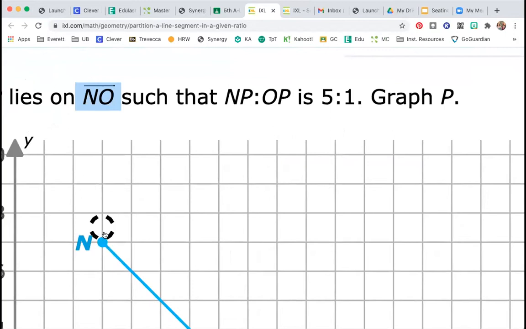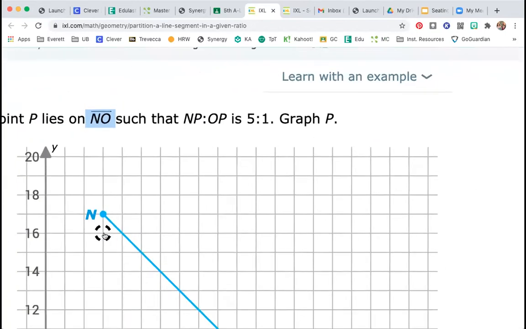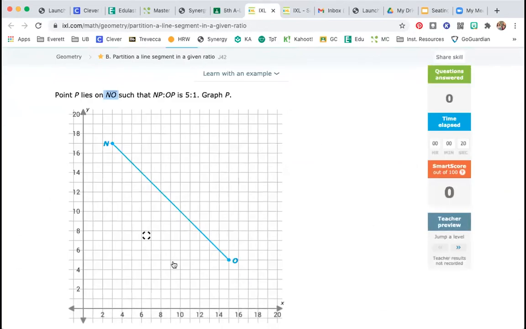And you'll have to look up your own coordinates, but they're on a graph, it's not bad. So it starts at 3, 17 and it ends at 15, 5. You just look them up, okay? You don't worry about all this. All this is saying is NP to OP is 5 to 1. It's just putting point P in between N and O. You can totally ignore that part in the middle where it says NP and OP. All you need to know is the direction, which comes from this.